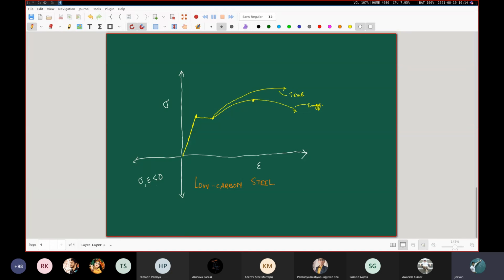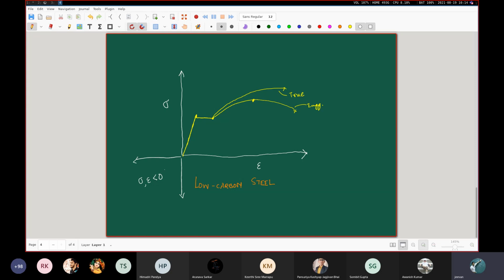So you understand that when you are doing compression of a very slender bar, the length is decreasing. Since the length is decreasing, the algebraic sign of the epsilon value is less than 0. I mean, that is minus. Similarly, the sigma, because it is a compressive force which is giving rise to this compressive stress, that is why the algebraic sign of this sigma is also negative.